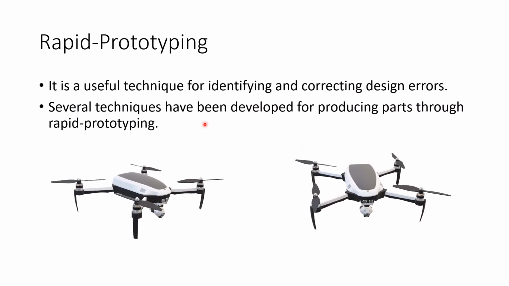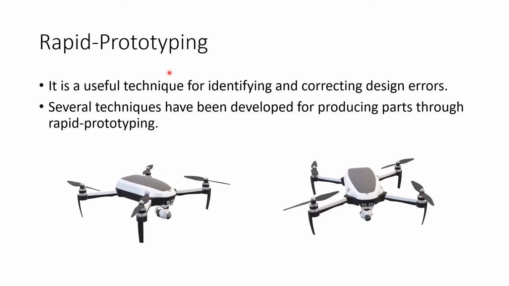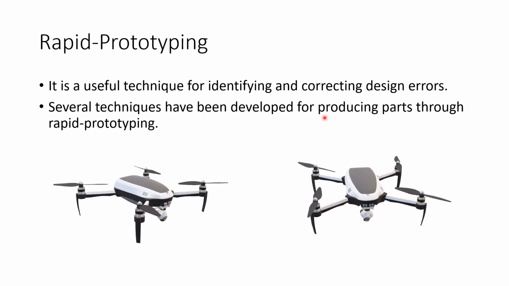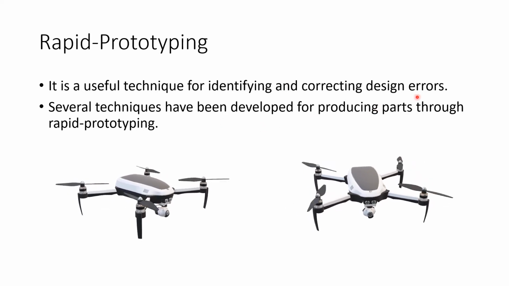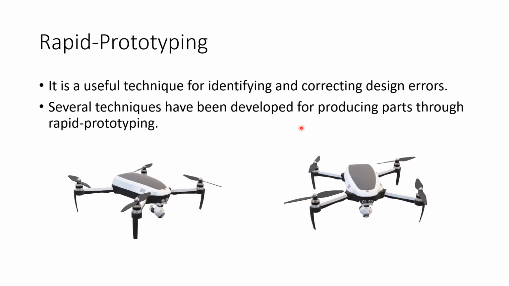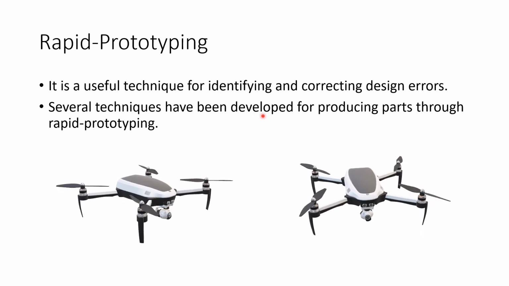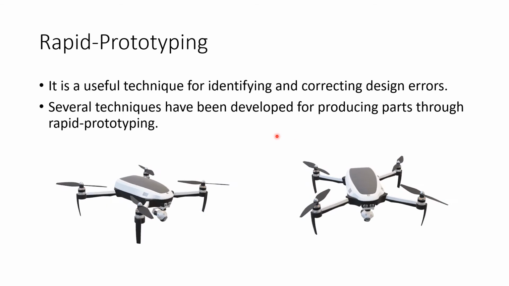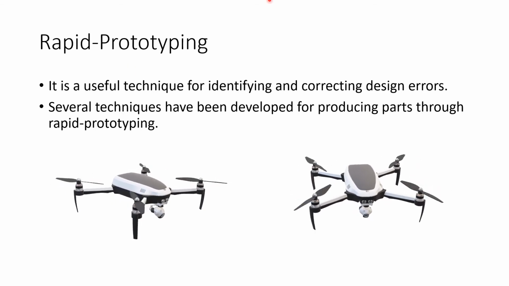And of course, in rapid prototyping, we use it to identify design errors. We use it to correct design errors, because we're making a physical model, so you can see these errors in your design. We also have several techniques developed in rapid prototyping for producing parts. That means we can do direct manufacturing of parts by using this modeling technology. So it's getting better.